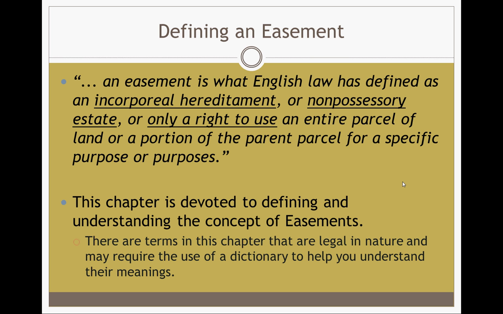So there are some terms in this chapter that are legal in nature, and you may need a dictionary. I needed one to get some of these, because these are not terms that I use in everyday conversation. And even teaching surveying, these are things that we don't talk about all the time. So it'd be really helpful if you took a dictionary, you took your book, and every time you come across a word that you don't understand, look it up.